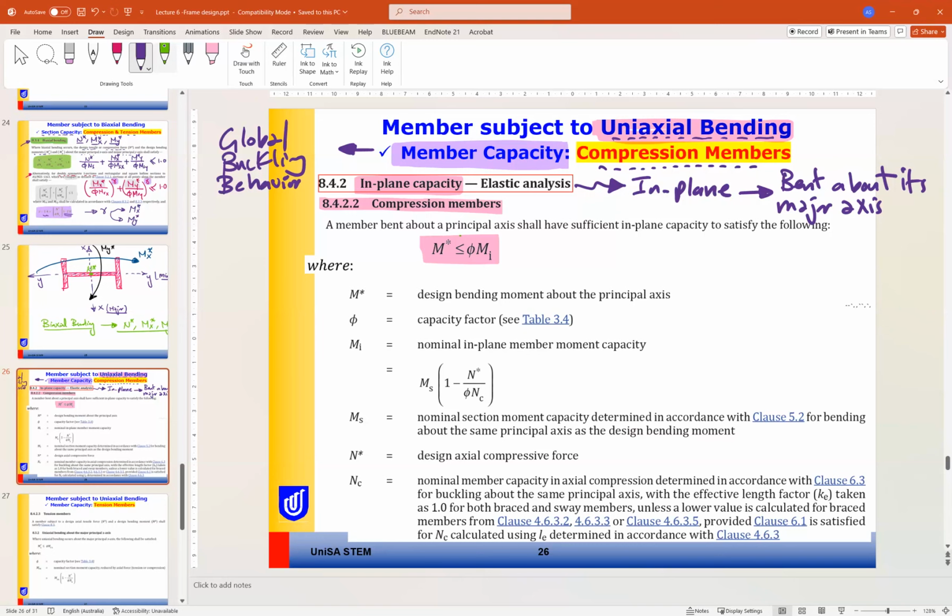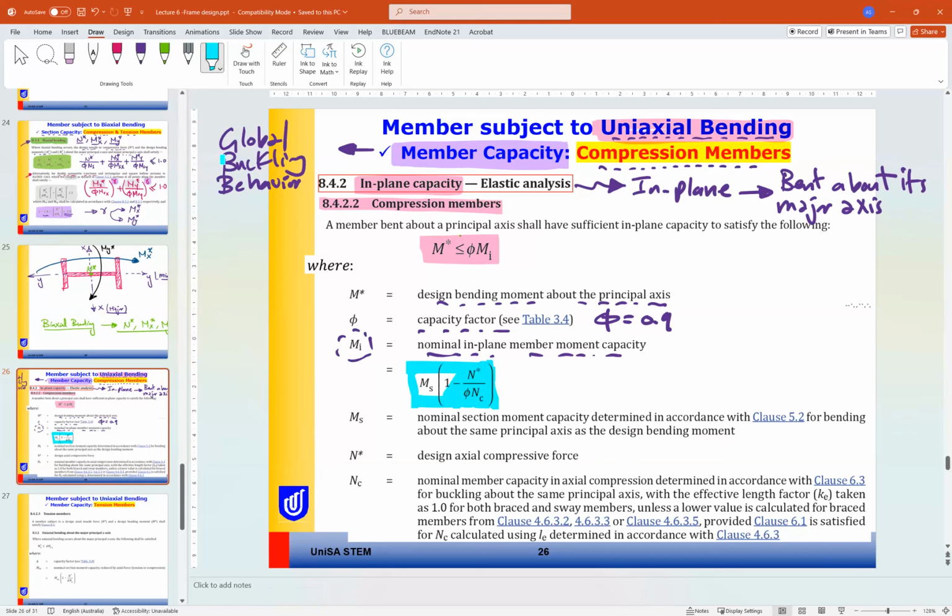The design moment M* should be less than phi Mi, where M* is the design bending moment about the principal axis, and phi is the capacity factor. Phi in this case is 0.9. Okay, Mi is the nominal in-plane member moment capacity.